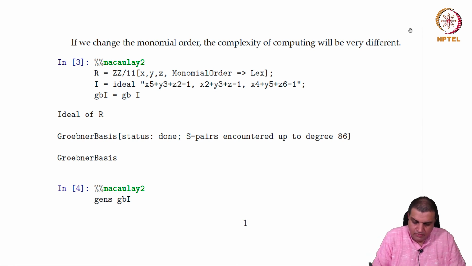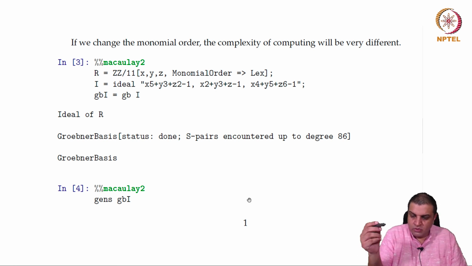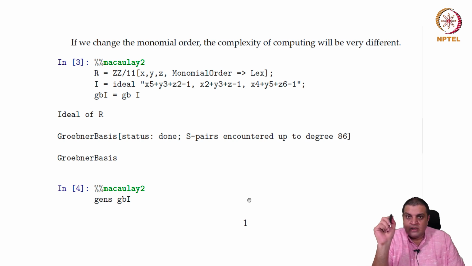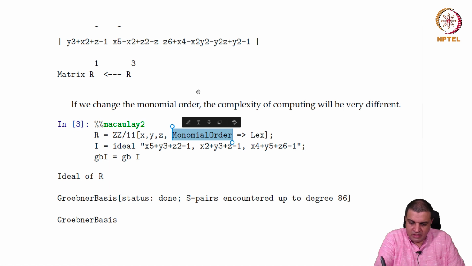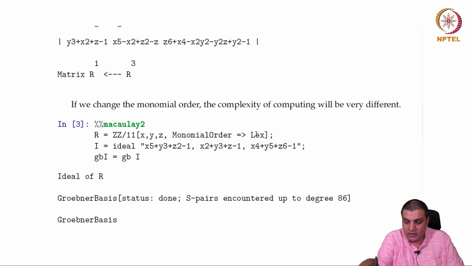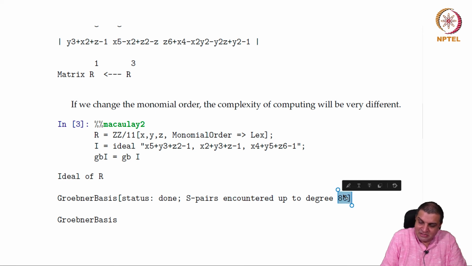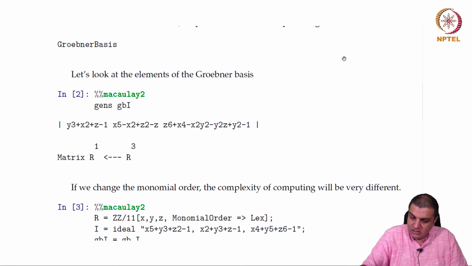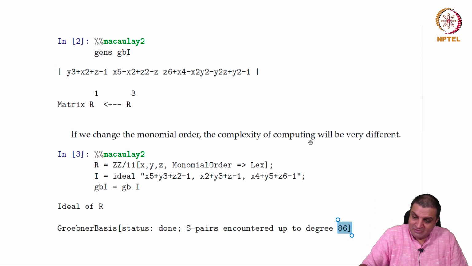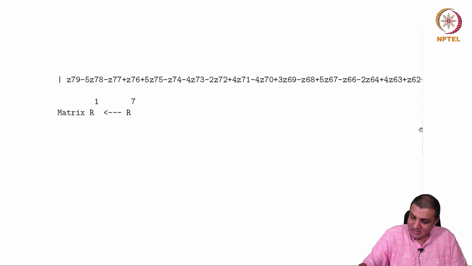So we now continue. The complexity of computing a Grobner basis depends heavily on the monomial order that we choose. So we just repeat the same thing. Here we got something. Now we redo all the calculations, but now the ring is defined with monomial order lex, and the same ideal, and we ask to compute the Grobner basis. Suddenly we notice that S pairs encountered up to degree 86. Previously it was just 5. So there's a substantial difference in the complexity between lex and g-lex.